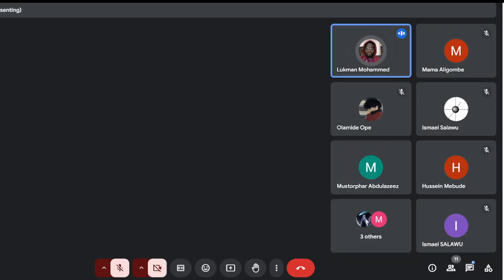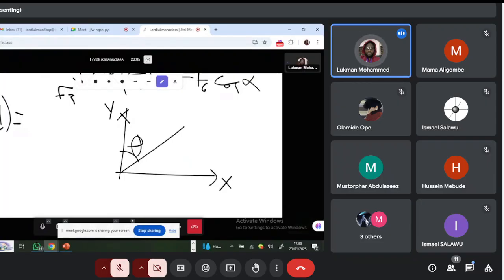Theta. I'm putting theta there now. I'm not putting theta down here. No, I'm putting theta that's up. So this is the vertical axis, this is the horizontal axis. If I'm considering this theta, this is the theta. Complete this triangle like this now.